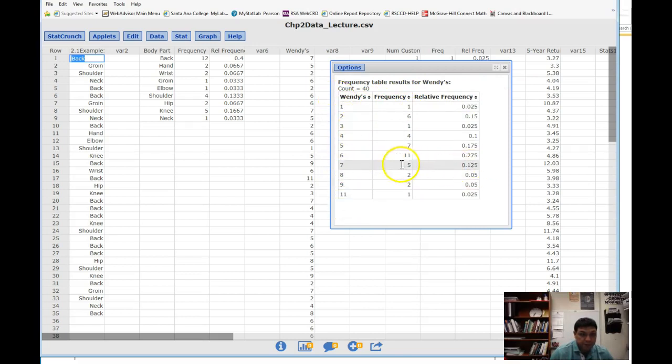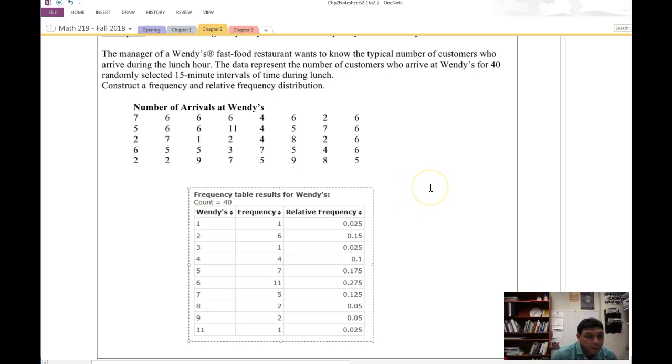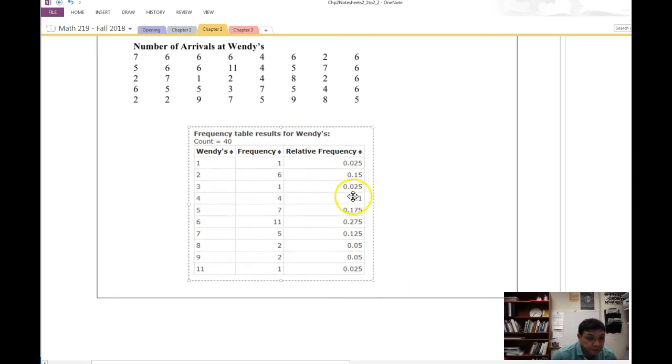Interpreting this, for example, what this means right here would be that over 15-minute intervals, 5 times 7 customers came in, right? And that happens 12.5% of the time. This means 11 times 6 customers came in to Wendy's, and that's 27%. So that's the table that you would go ahead and put into your notes. This is what a frequency and relative frequency distribution would look like. It tells you how often these things occurred.